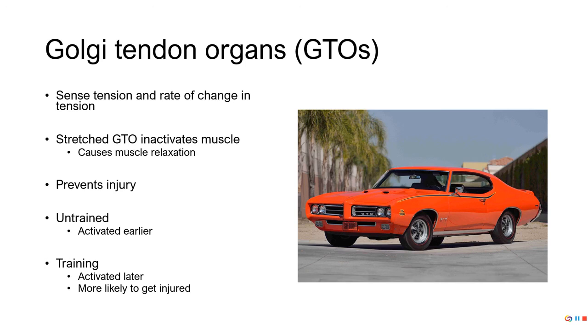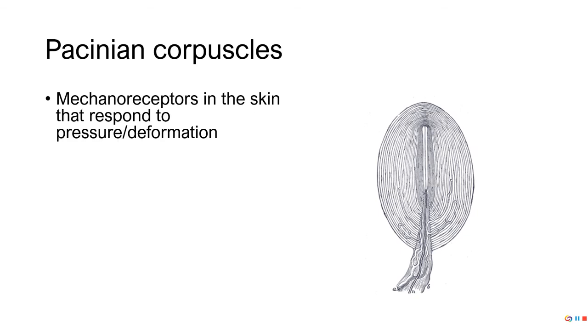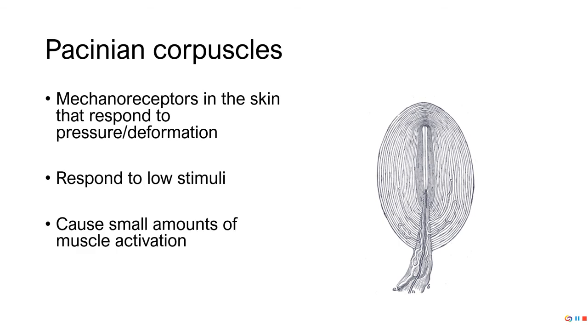Then we've got Pacinian corpuscles, which are a type of mechanoreceptor that responds to changes in pressure. They're activated by relatively small amounts of stimuli, but they only cause small amounts of activation. So they cause muscle contraction. Now, an example of activation of these Pacinian corpuscles is when you go on a road trip. When you get out of the car after a long drive, you are stiff because of the muscle activation that has been caused by Pacinian corpuscles.